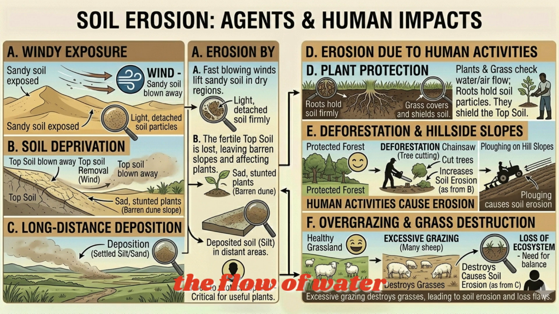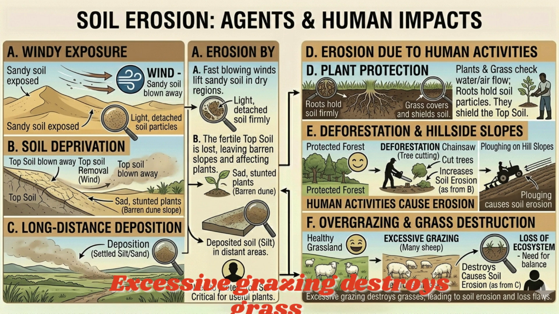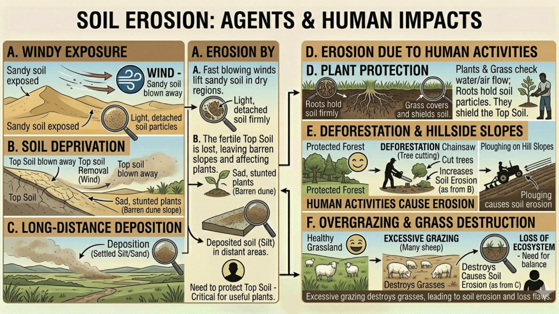Plants check the flow of water and air and thus decrease soil erosion. Grasses cover the topsoil and the rainwater cannot carry it away. Moreover, the roots of plants hold the soil particles firmly and do not allow the water or wind to carry them away. But the cutting of trees or deforestation by human beings causes an increase in soil erosion. Plowing of the hill slopes is also a human activity which causes soil erosion. Excessive grazing destroys grasses, which causes soil erosion.